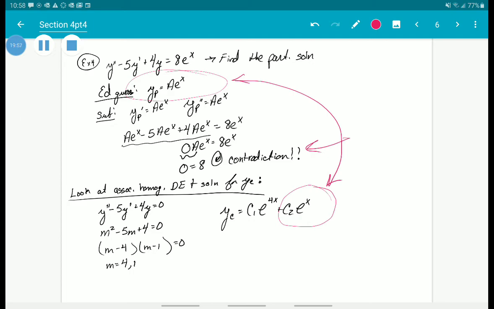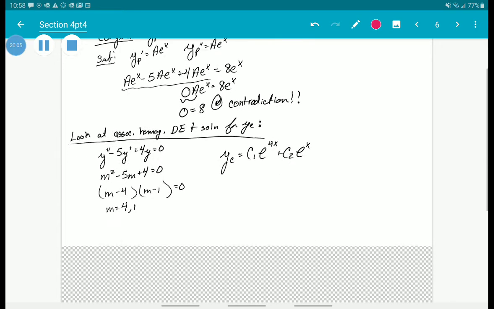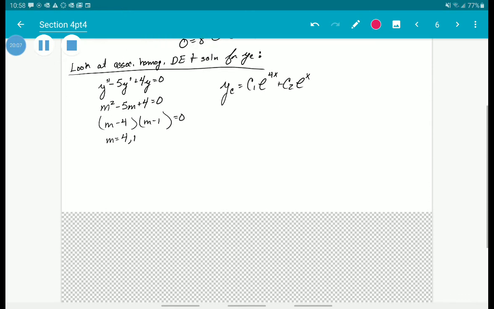So you have to look at that associated homogeneous differential equation first, figure out what those solutions are going to be, make sure you don't have any repeats. If you have a repeat of something like we do here, then you have to mend what your educated guess is going to look like.